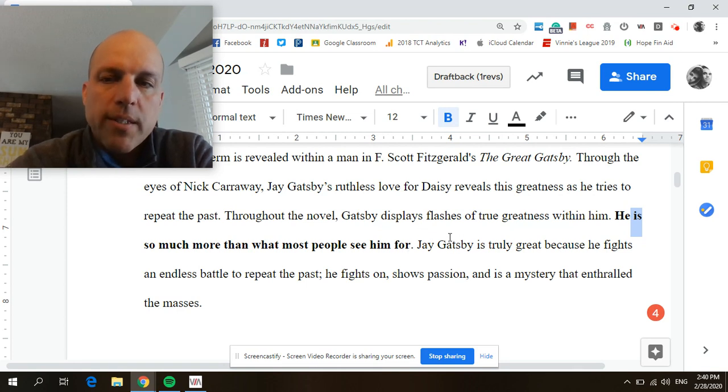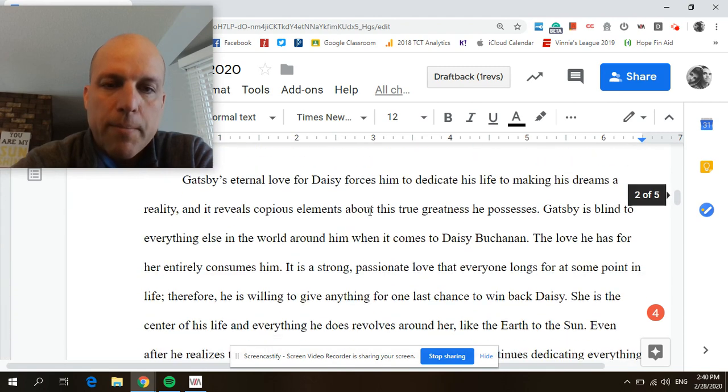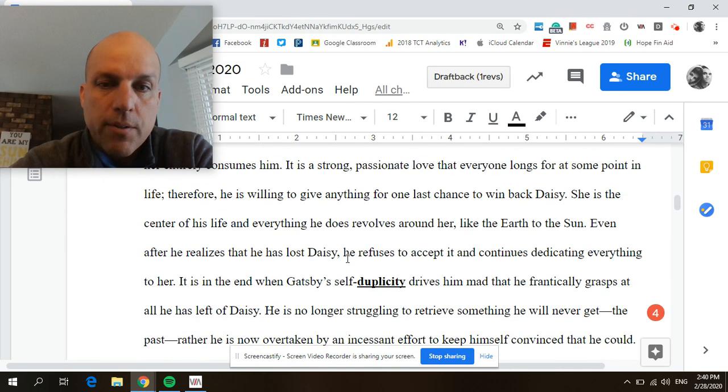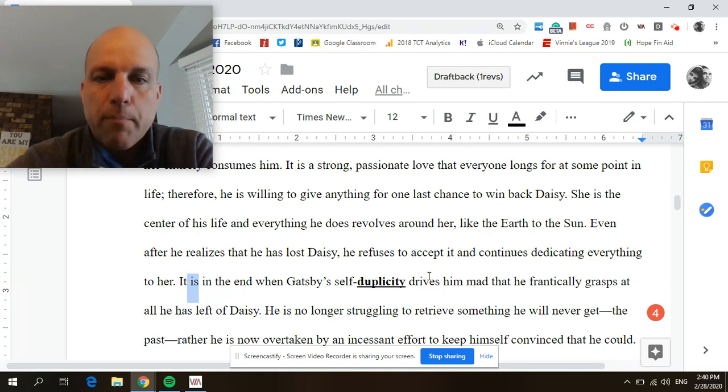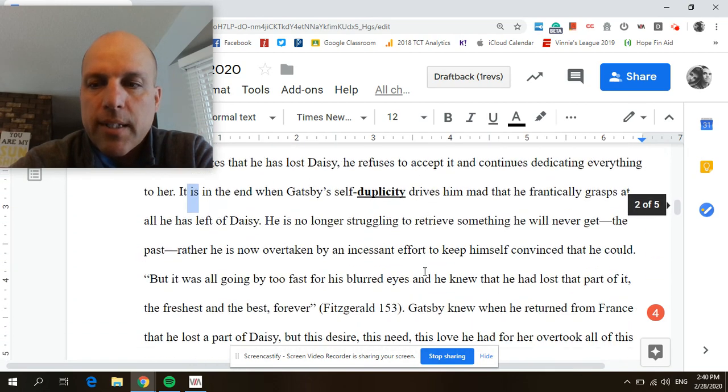Okay, so present tense, even though, and this is not a perfect paper I'm showing you, you can see some pretty weak verb choice here. But literary present means that when you describe events in the novel, you talk in present tense. Okay, and as you discuss the novel, you talk in present tense. Again, it is in the end when Gatsby's self-duplicity drives him mad, not drove him mad, drives him mad. So that's literary present.